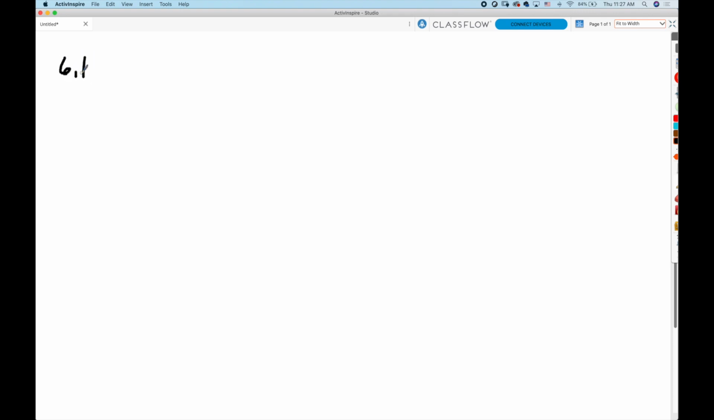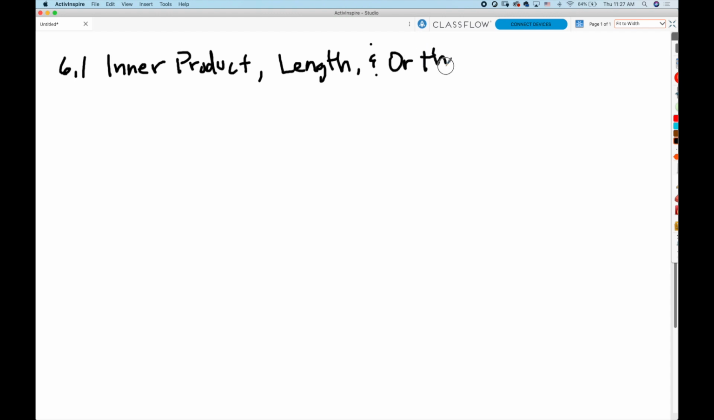So we got section 6.1. It's entitled Inner Product, Length, and Orthogonality. And so we're going to deal with the inner product first. Okay, so let me define the inner product.